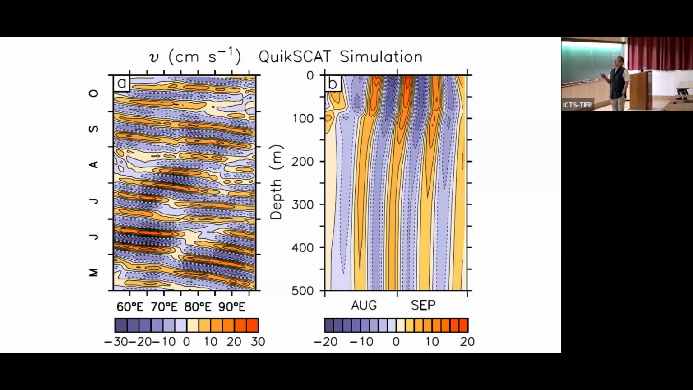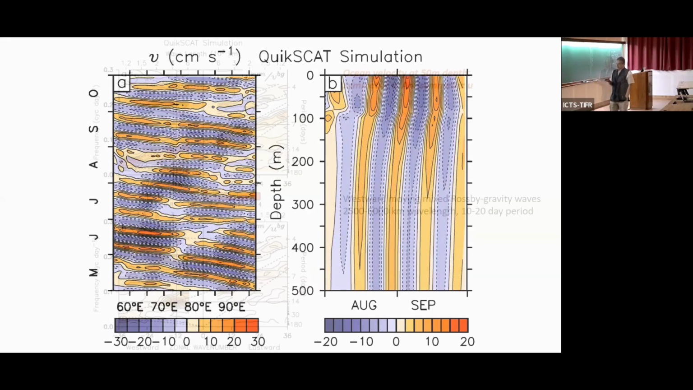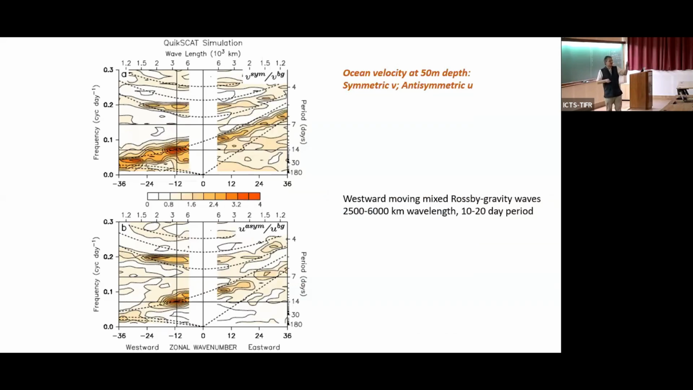They also propagate down. And you can see this at 500 meters depth in the model, in the QuikSCAT simulation. Phase going up is equivalent to energy going down into the ocean. If you draw the same sort of spectrum, Matsuno sort of spectrum for the ocean velocity, that's what it looks like. So that's the mixed Rossby gravity wave.